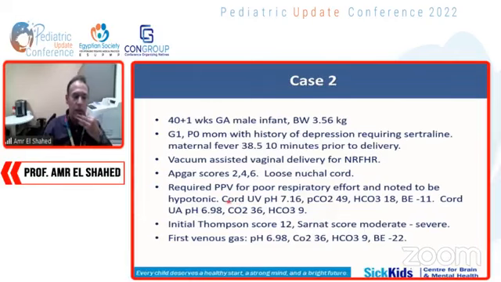The patient required some positive pressure ventilation and was noted to be hypotonic right after birth. As you can see here, the umbilical gases were concerning again. The pH on the venous side was 7.16, CO2 49, bicarb 18, base deficit -11, and the umbilical cord gas was, as expected, more acidotic: 6.9, CO2 36, and bicarb only 9. The initial assessment showed that the patient is quite encephalopathic. As I mentioned, you can place him in the moderate to severe category. His Thompson score was 12. And again, his first venous gas showed metabolic acidosis going on.